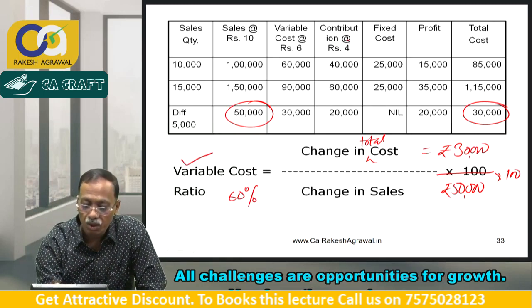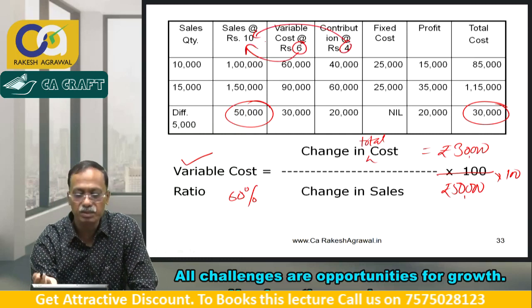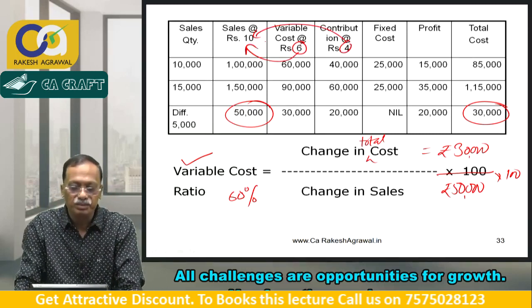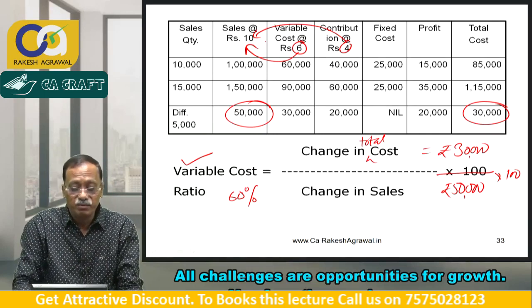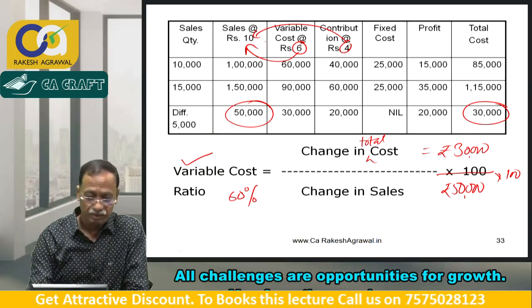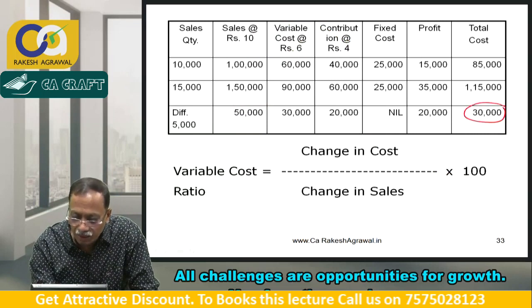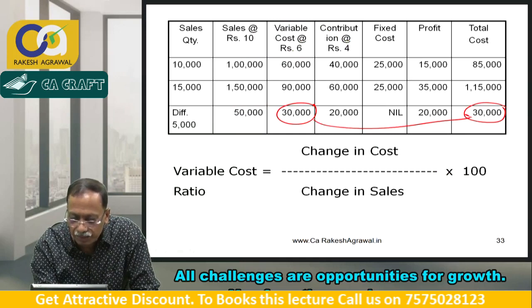So your contribution to sales ratio was 40% and your variable cost to sales ratio is 60%. PV ratio and variable cost ratio are complementary to each other. We got 40% PV ratio, so naturally we should get 60% as variable cost ratio. Now again, how is this formula working? Same logic, my dear friends, this change in cost is attributable to change in variable cost.